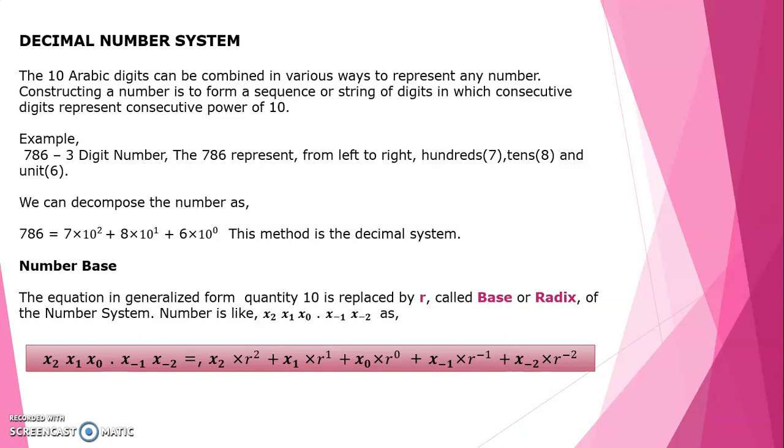That is 7 into 10 raised to 2, so that is a power of 2. And we define it with 10 because it is a decimal number, and a decimal number has the value 10, that is from 0 to 9.